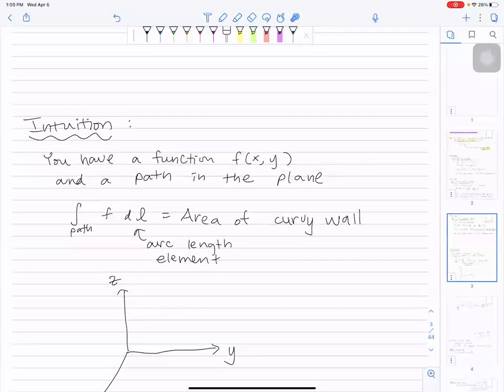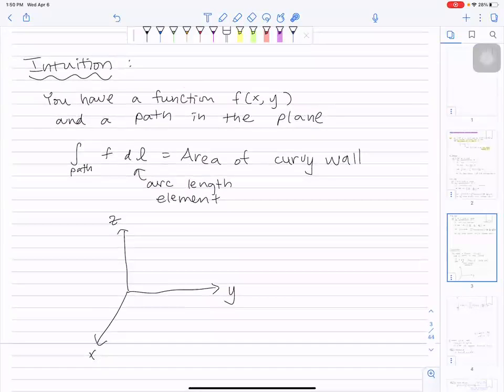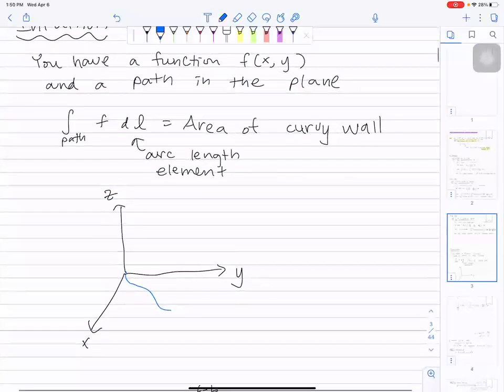Okay, a little bit of intuition about what path integrals are doing. If you have some function f of x, and some path in the plane, I'm going to draw a path. This is my blue path. I'm going to call it gamma of t, and it starts at t equals a and ends at t equals b.